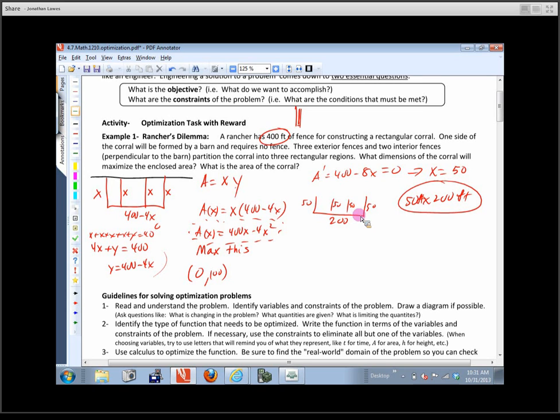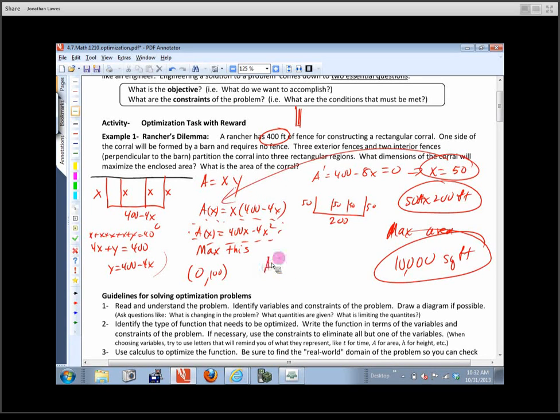Those are the dimensions. And what is the max area? We just multiply these together, so it's going to be 10,000 square feet. I can get that by multiplying the dimensions together. I can also get it by taking this x value right here and plugging it into the function. If I figure out what A of 50 is, this would be 50, and this would be 400 minus 4 times 50. I still end up with 50 times 200, which is that answer right there.